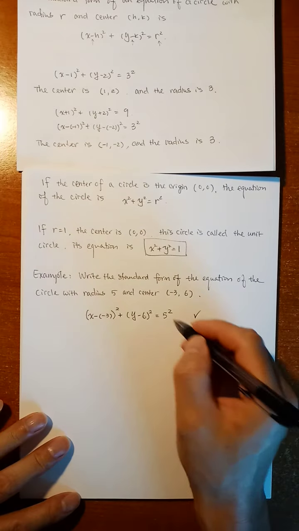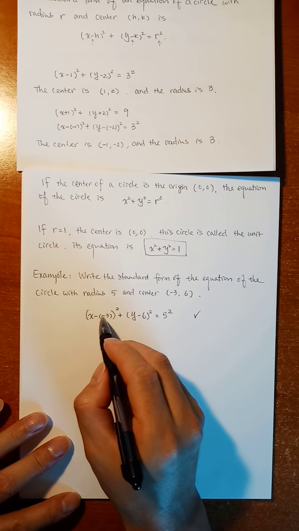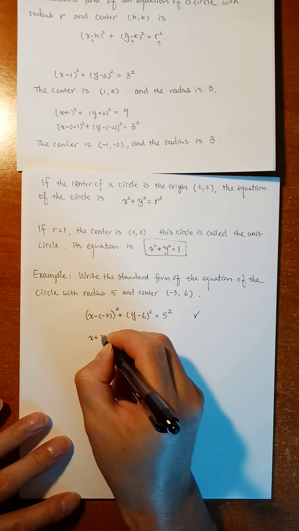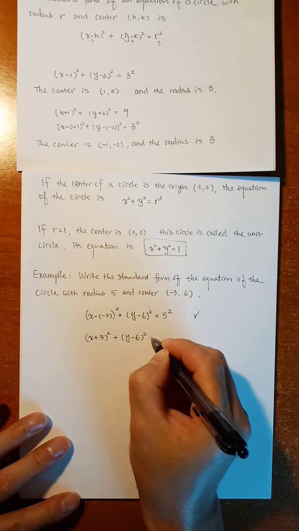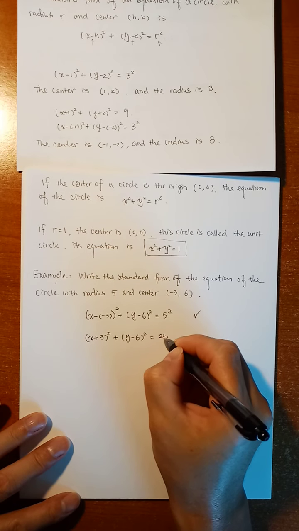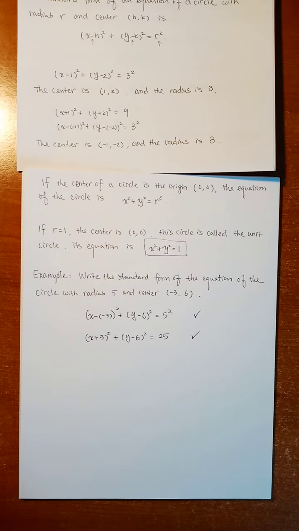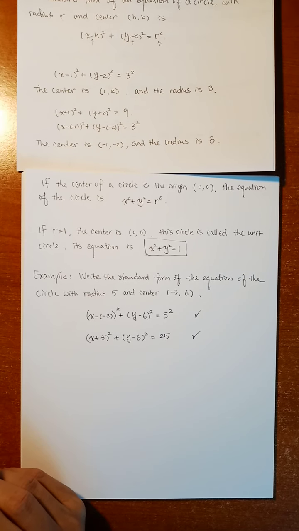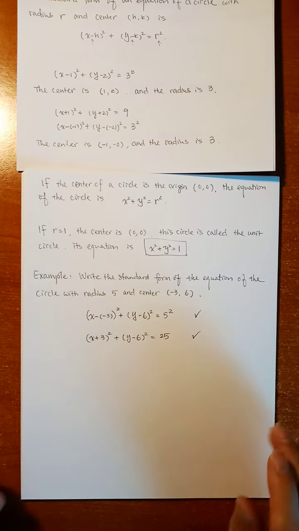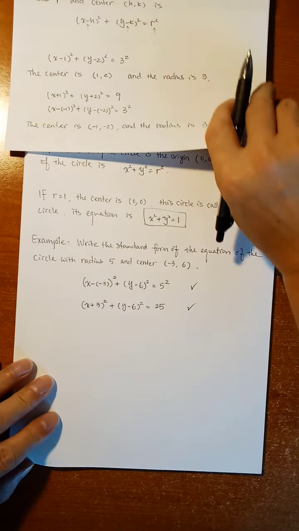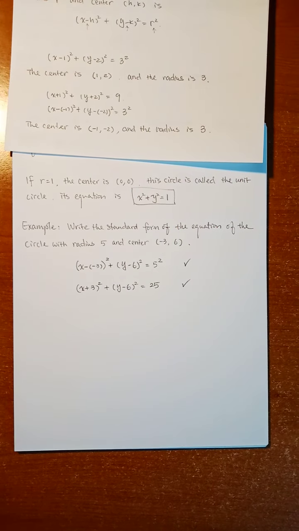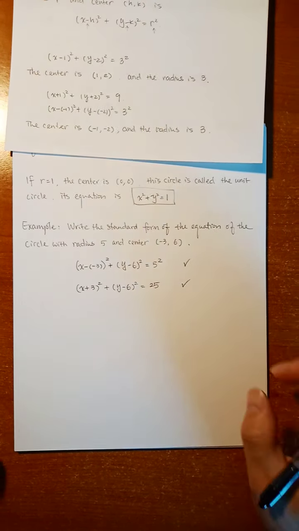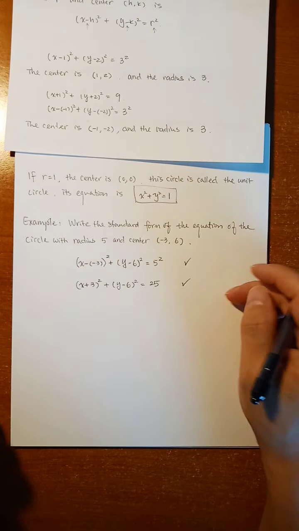If you want to simplify it a little bit, this is a way. Minus minus is plus, so you get x plus 3 squared plus y minus 6 squared. You cannot simplify that. 5 squared is 25. So this is also good for the final answer. That's the standard form of the equation of a circle.